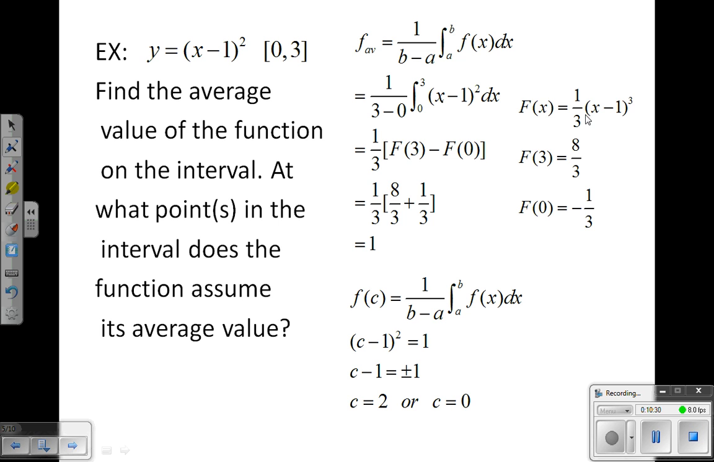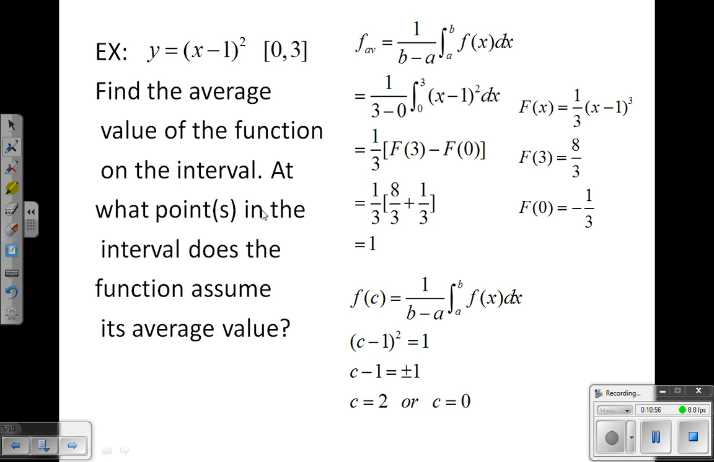So if I plug 3 in for x, I got 8/3. If I plug 0 in for x, I get negative 1/3. And so I do this one minus that one. So again, capital F of 3 minus capital F of 0 would just be 8/3 minus a negative, or plus 1/3. Comes out 1. Okay, so F average, meaning the y-coordinate, the average height on my interval would be 1.